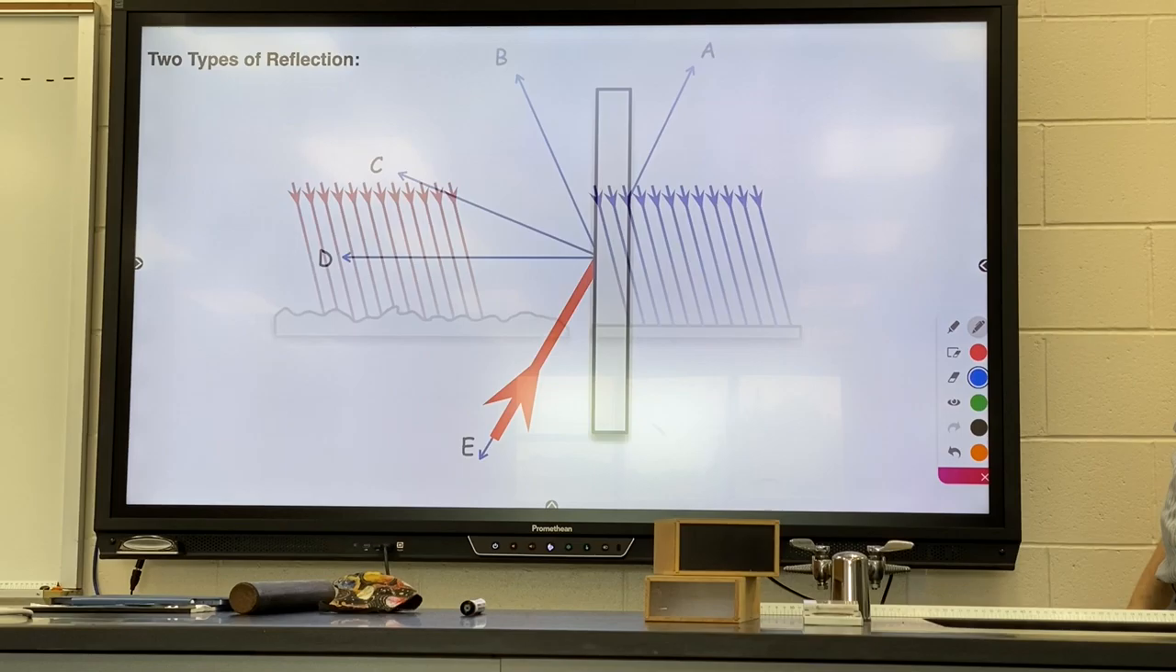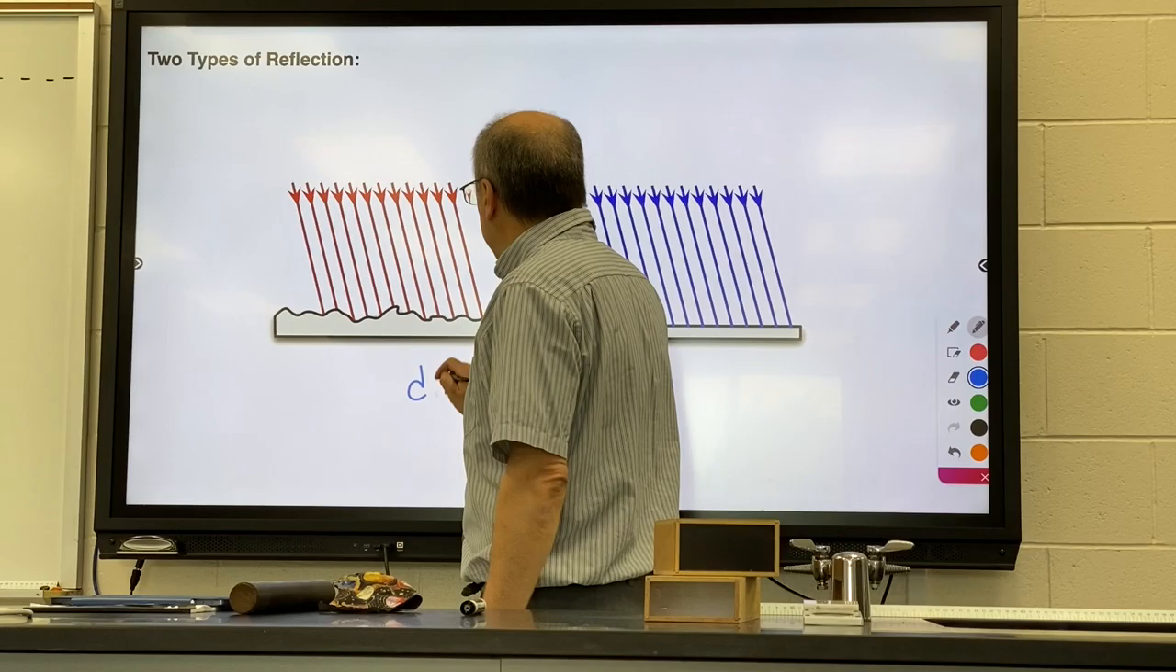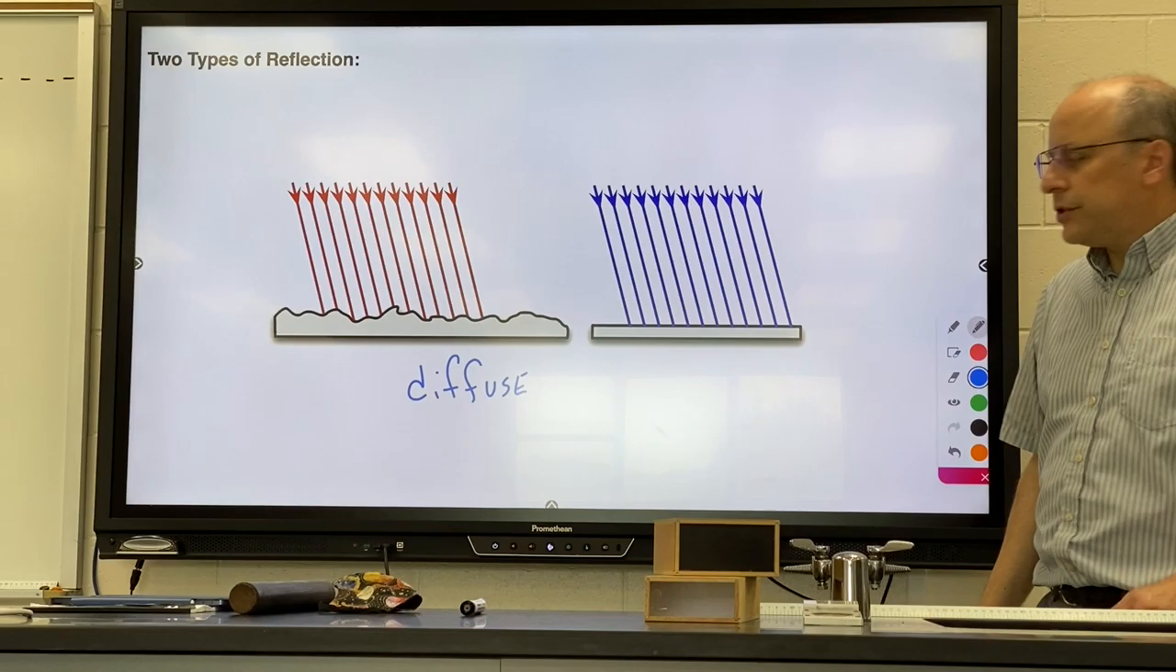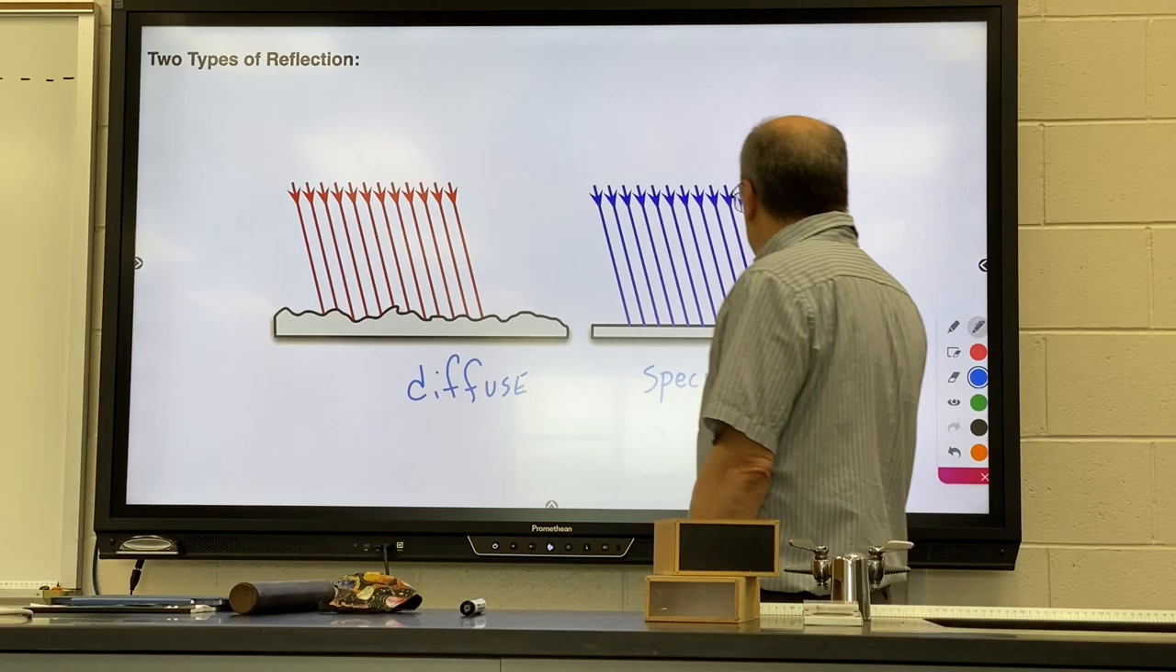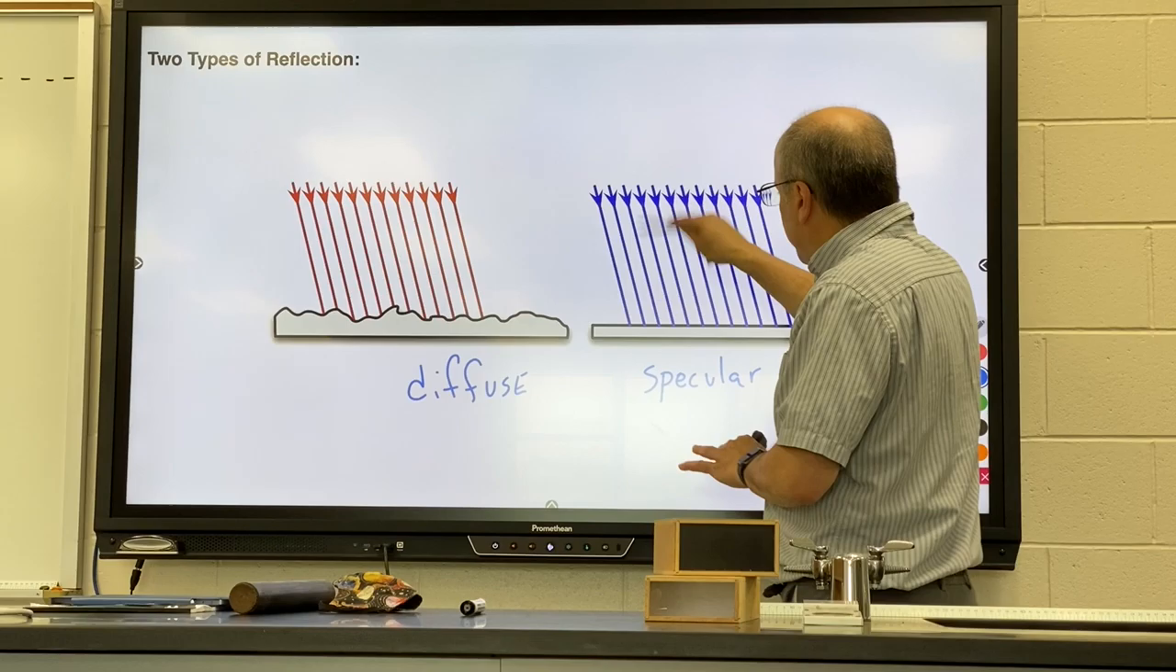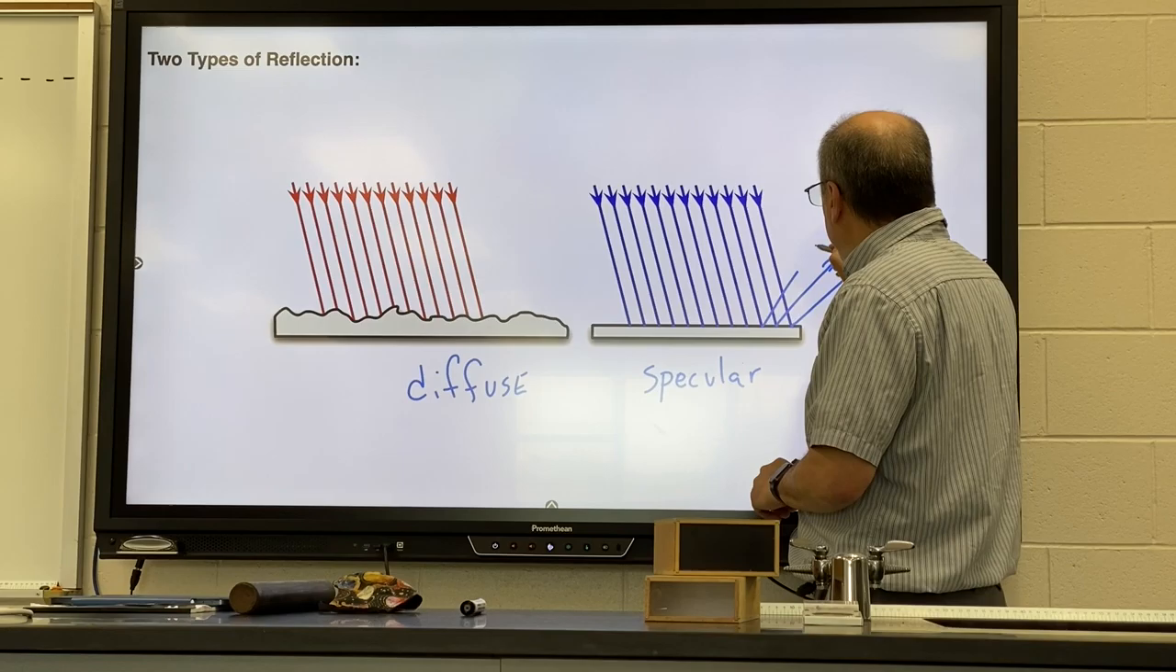Okay, two types of reflection. One is called diffuse. That would be reflection off of a rough surface. And then specular is reflection off of a flat surface. And I hope that you see that if the rays of light start out parallel, for specular reflection, they will remain parallel. We will get a nice, clean reflection.